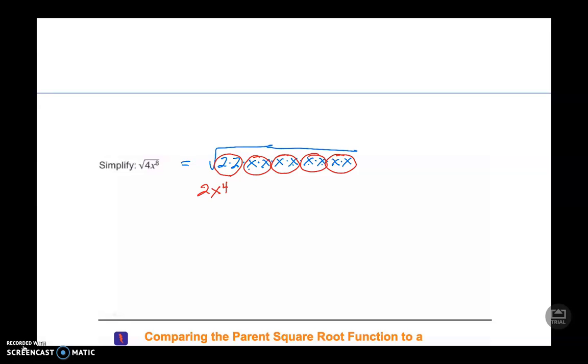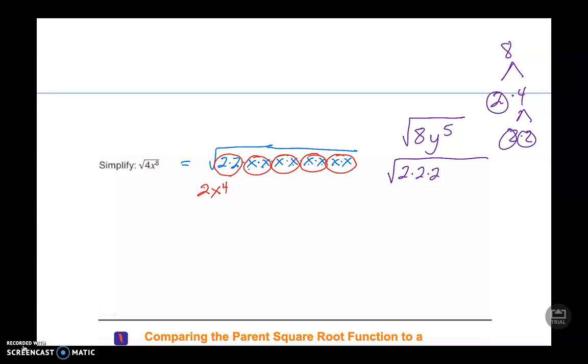Now the same thing applies. What if we have a radical like this, the square root of 8y to the 5th? We do the same thing. We factor 8, so this is the same thing as 2 times 2 times 2, because remember 8 is 2 times 4, and that's 2 times 2, so I actually have 1, 2, 3 2's, and then I have 5 y's.